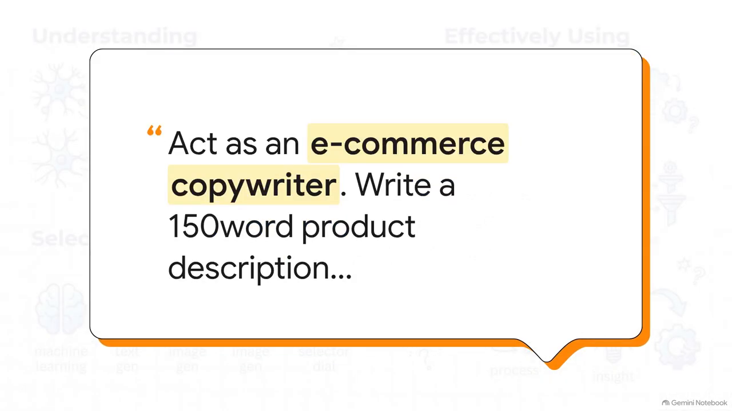Now, compare that to telling it, act as an e-commerce copywriter, write a 150-word product description for wireless headphones, tone, casual but premium, do not mention competitors. Boom. Just by giving the AI a specific role, setting strict boundaries, and providing actual context, you instantly transform the output from generic garbage into a highly professional asset. You gave it an identity, a length, a vibe, and most importantly, constraints. Constraints are basically the secret sauce that makes AI output incredibly sharp.